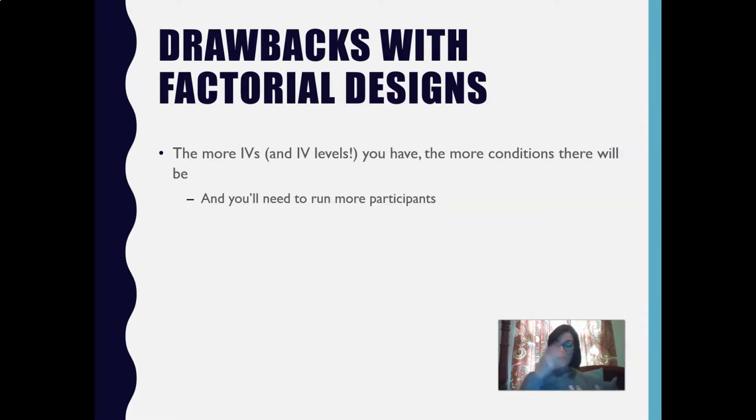But let's talk a little bit about the drawbacks with factorial designs. In general, factorial designs have a lot of good benefits. One of the big downsides is that the more independent variables you have and the more conditions per independent variable, the more experimental conditions you have, because you have to cross all of the levels of independent variables with each other. So if I have a 2 by 2 factorial, I've got 4 conditions. If I've got a 2 by 2 by 4 factorial, I've got 16 conditions.